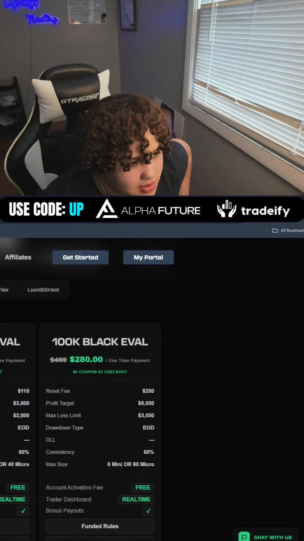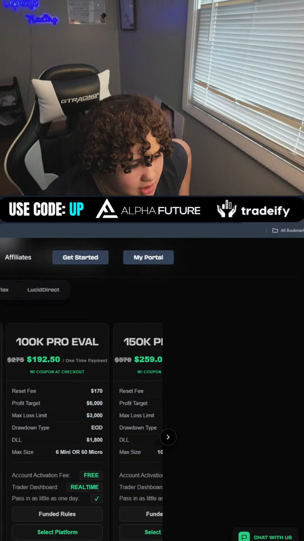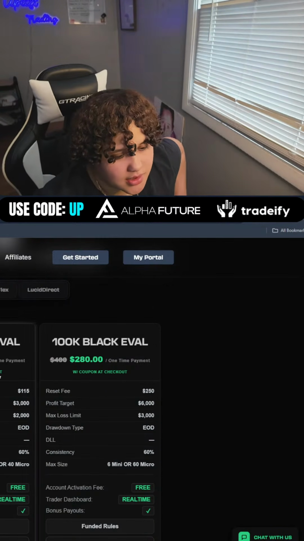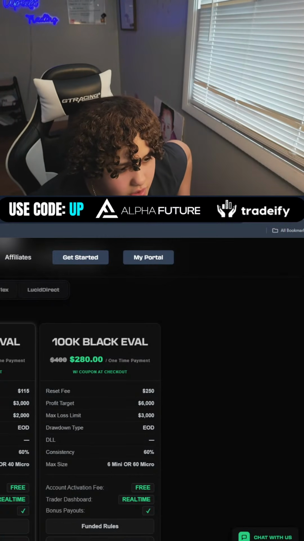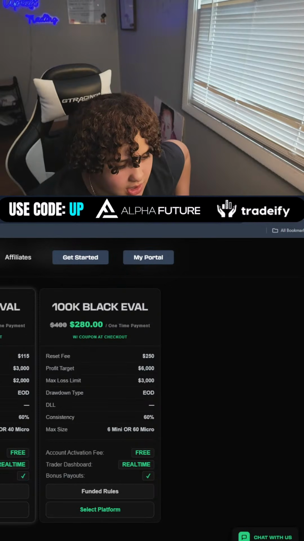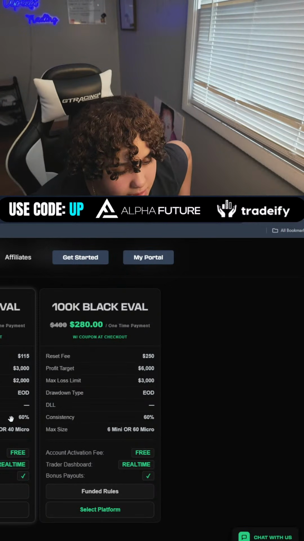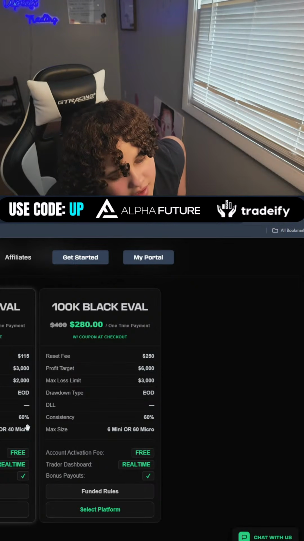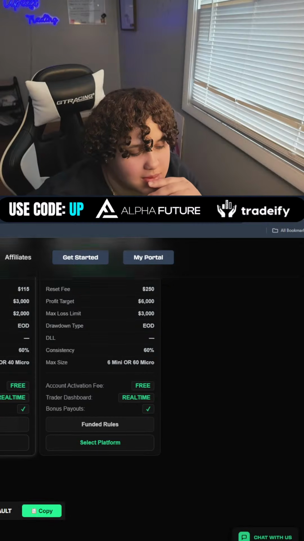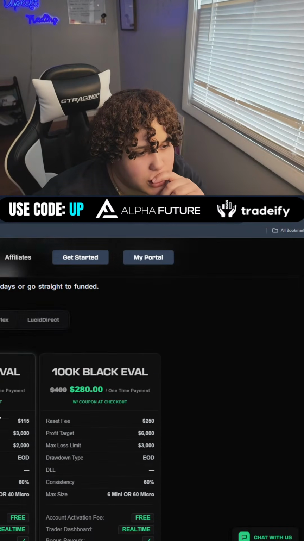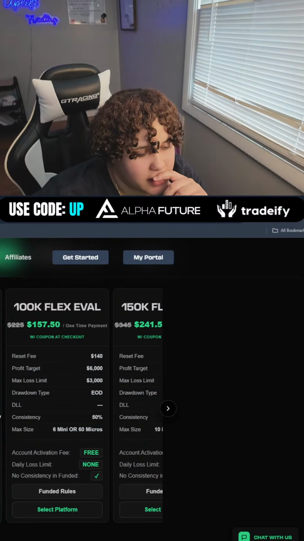They have a Lucid Pro and a Lucid Black. End of day. Okay, I do like how their drawdown is end of day. That's always good. Other black evals don't have daily loss limits. Okay, cool. It does have a 60% consistency rule. Why is it 60%? It's a weird number. Maybe that's just for the eval. Lucid Flex. Everything looks normal.